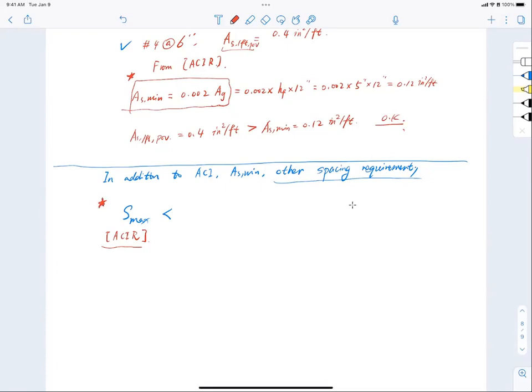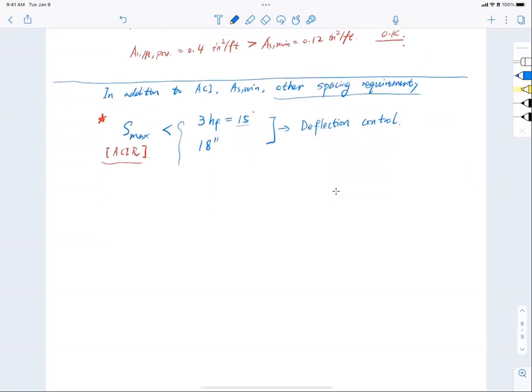Then s max has to be smaller than the following: 3 times the slab thickness, that is 15 inches, and another constant, which is 18 inches. I say 15 because we have 5 inches of slab thickness here, but in other cases you have to compute the number. In ACI this is called deflection control, meaning I don't want my reinforcement to be so scarce that the rigidity of the slab is too low and I get a lot of deflection. So these two numbers are deflection control.